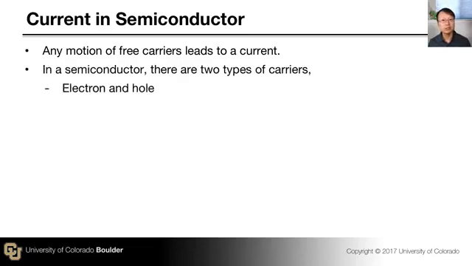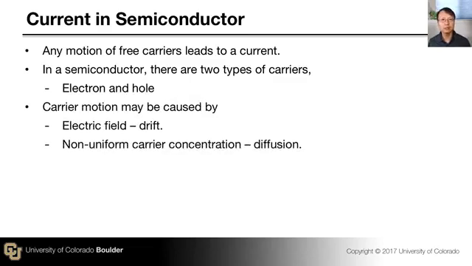In a semiconductor, we know there are two types of charge carriers, electrons and holes, or to be more specific, electrons in the conduction band and holes in the valence band. Then what caused them to move? There are two possible sources that could cause carrier movement. One is an application of external electric field.